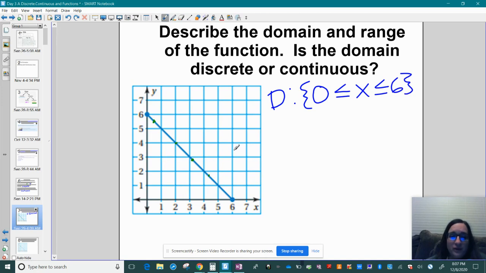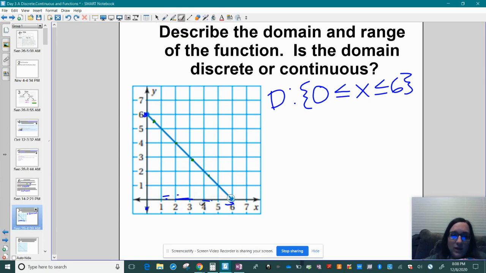How do we know we were from 0 to 6? Well, we're looking at our x-axis, right? Because domain is our x coordinates. So we started here at 0, way up here, and we continued to our numbers greater than that. And we kept going until we hit this 6 here. So we want all the numbers from 0 to 6 on our number line. So we write that as a compound inequality.